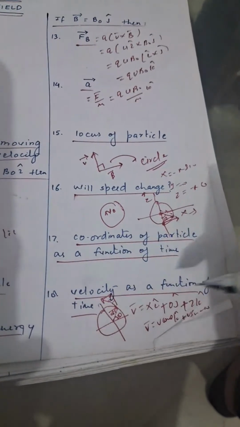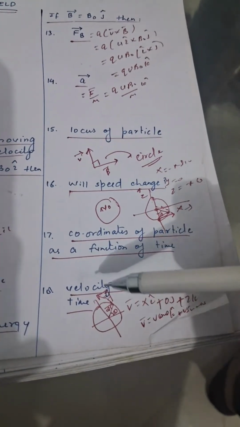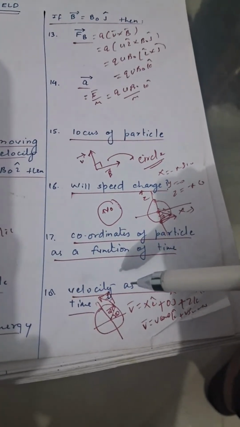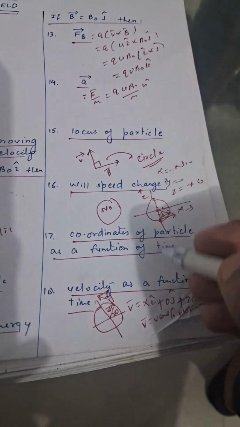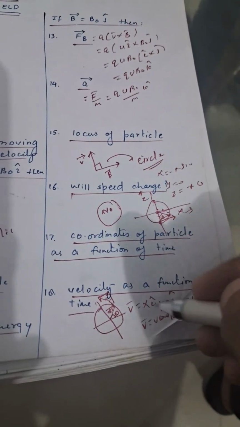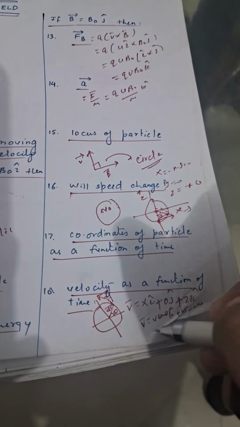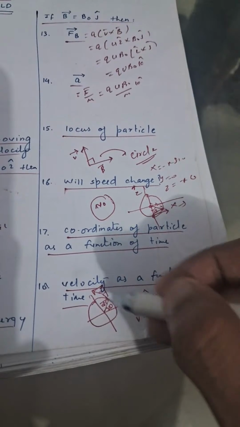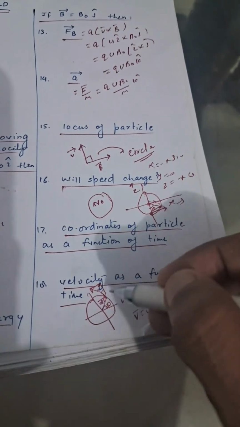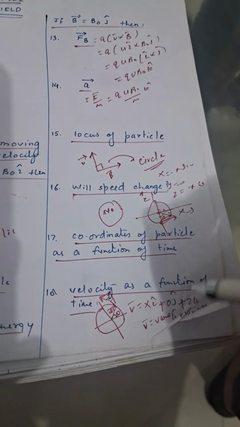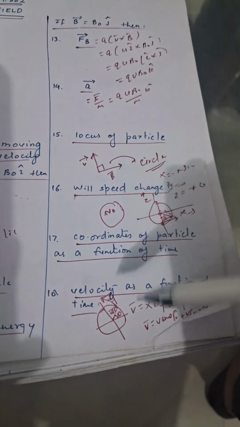Then we need to find velocity as a function of time. So since the particle is moving in the xz plane, that means velocity along y-axis will be 0. So we can write velocity as x i plus 0j plus z k, and again this x can be written as v cos theta, if theta is the angle made between x-axis and the velocity, normal to this circle. So for theta equal to omega t, we can find theta, and in this way we can find velocity as a function of time.